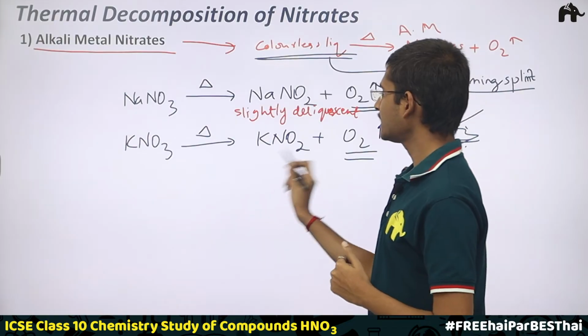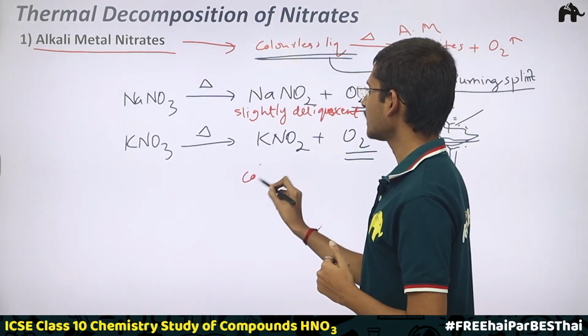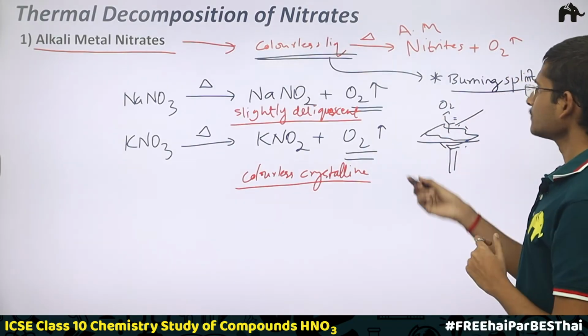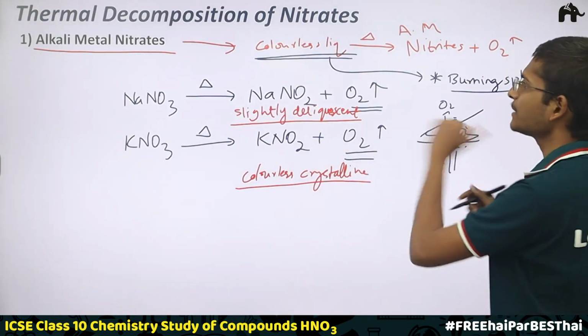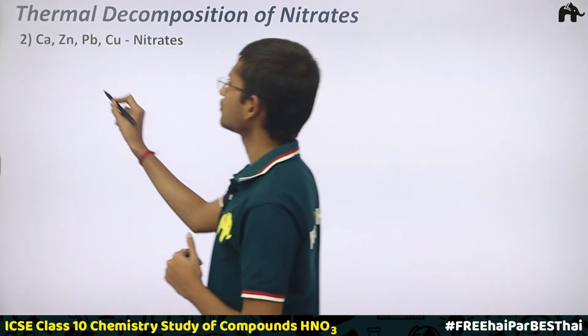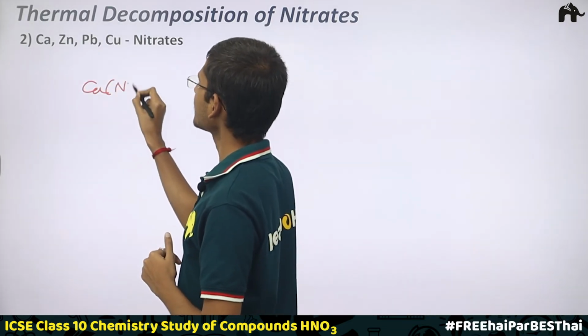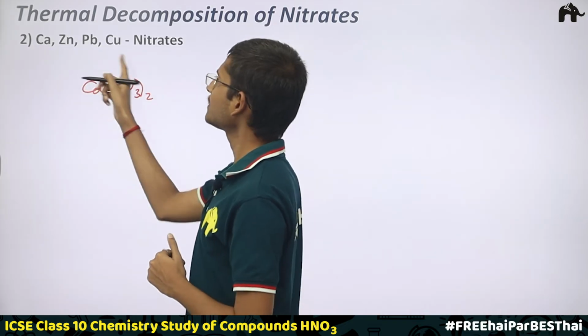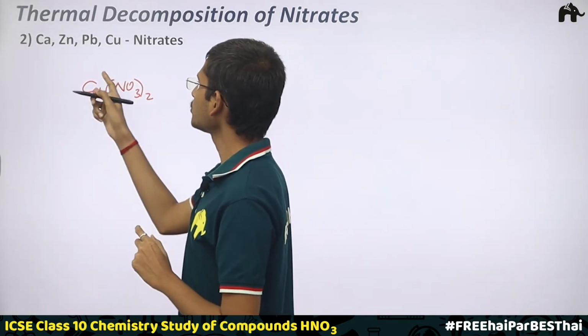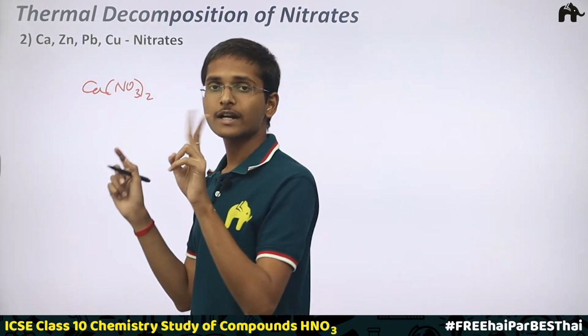KNO3 is colorless crystalline. Okay, very well done. Now, moving ahead to the next type of nitrates. Here you can see calcium, zinc, lead, copper. Okay, so I'm taking this calcium nitrate. All these elements are in their +2 charge in the nitrates. So calcium 2 plus, NO3, then would be required how much?